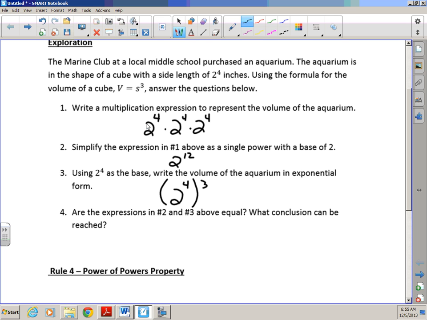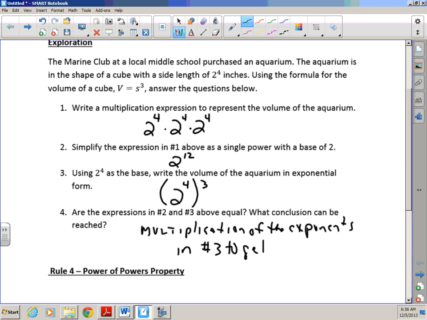Now, let's write this in exponential form. Well, what we're really doing is 2 to the 4th power being raised to the 3rd power. And what do you notice? Well, these are all equivalent statements. So what did we actually do to get 2 to the 12th power as opposed to writing this all out? Well, you can see that there was a multiplication of the exponents in number 3 to get answer 2.